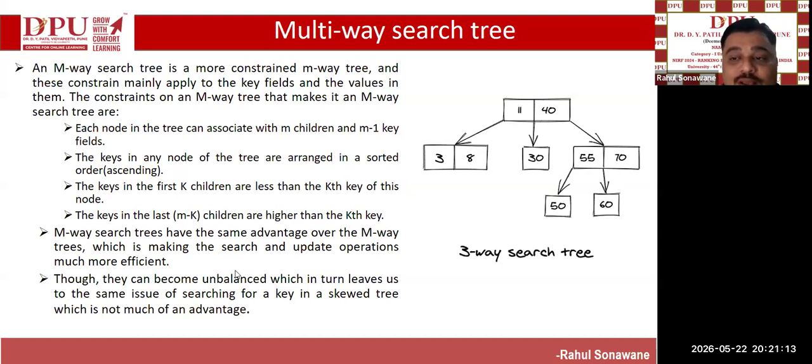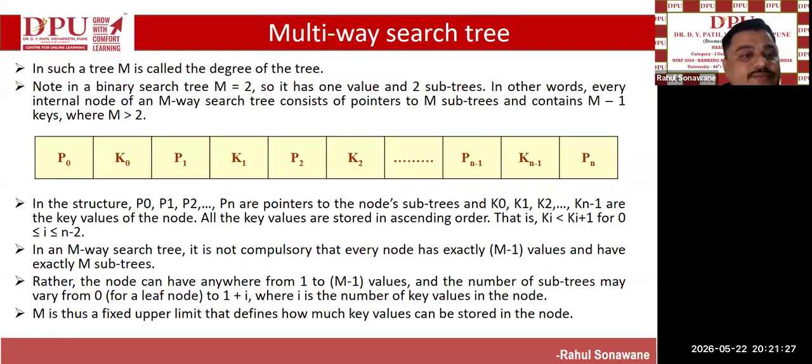Yes, because of this, the data is arranged in a sorted order. So obviously, the searching or processing of the data will become more efficient. Okay, so in such a tree, M is called the degree of the tree. Note, in a binary tree, like we have just discussed, this is the typical structure of every node in an M-way tree.